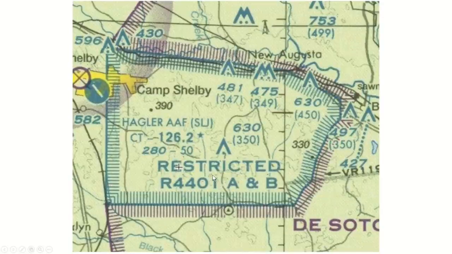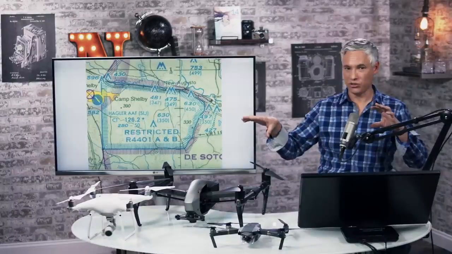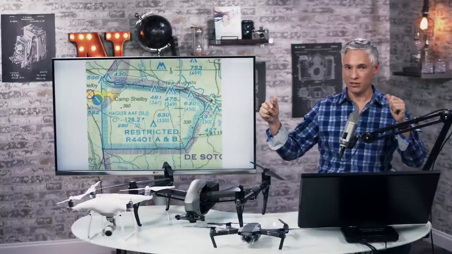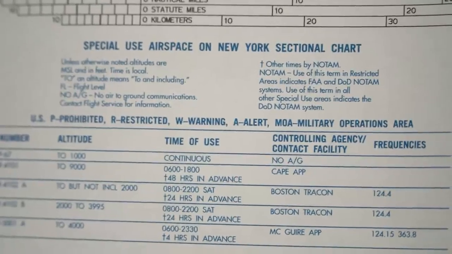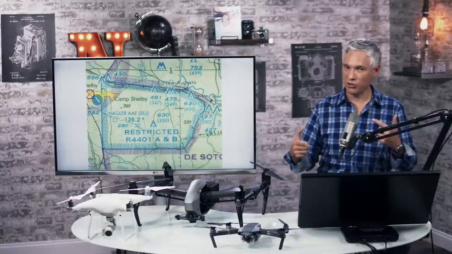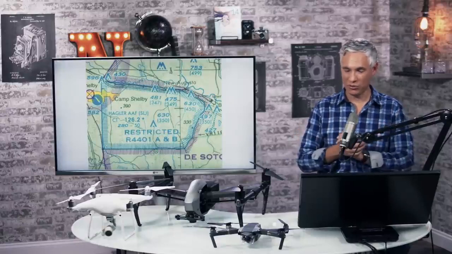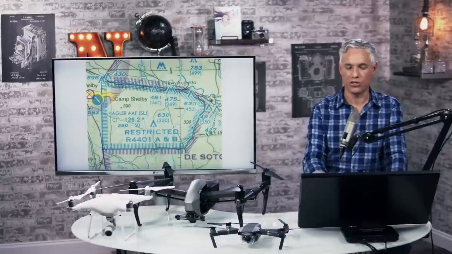If you look at your sectional charts in the margin of the sectional chart, there'll be some notes about when exactly it's restricted. Usually there's some sort of hours. And I think the test will even ask you to look up a phone number there. I don't actually see any phone numbers in my sectional charts, but they will have frequencies where you can listen to get some information about whether it might be in use or not.